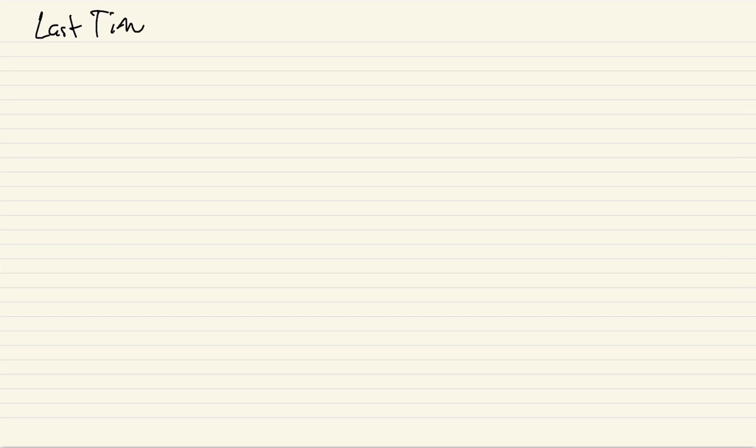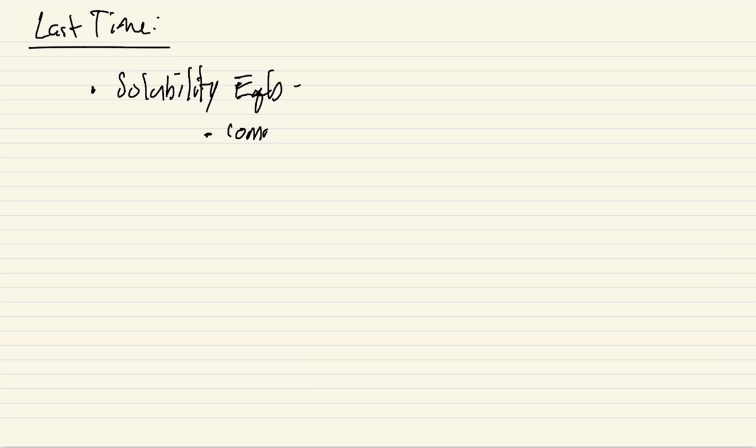So what did we finish off with last time? We finished off solubility equilibria, where we were determining if something precipitates or not in solution. So we talked about a couple of things. The time before that, we mentioned something called the common ion effect.